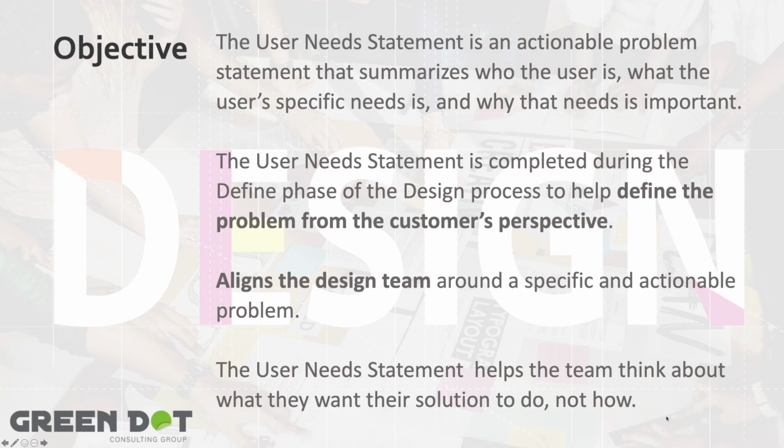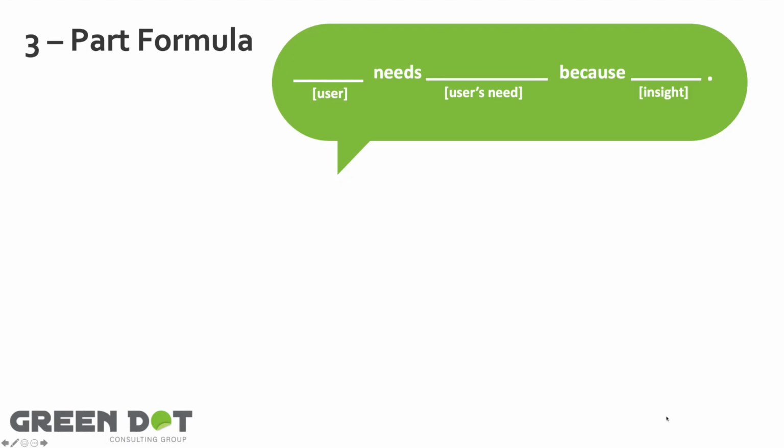The user needs statement allows the project team to align around a very specific and actionable problem that a real customer has. It is in some ways the team defining the problem through the customer's perspective. There's a 3-part formula that's very common for articulating what the problem is that the user is experiencing. That 3-part formula includes the user's needs, and any insights and goals that user might have. We're going to focus in on the first element, which is the user.